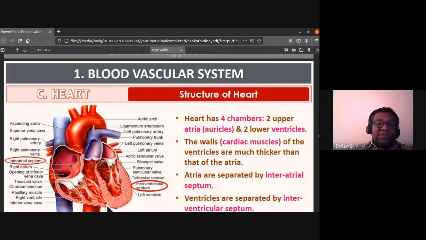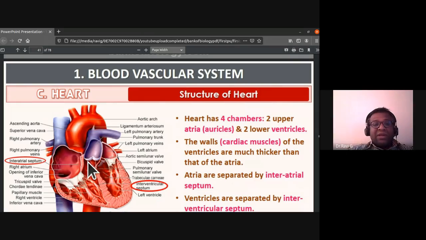Why should they be thicker? Because they have to pump the blood into the pulmonary arteries as well as the aortic arch. But the right ventricle has a much thinner wall than the left ventricle, because the left ventricle has to pump blood throughout the body, not just the lungs. So that is the reason the left ventricle is much more muscular than the right ventricle.